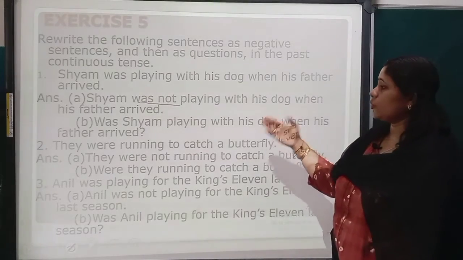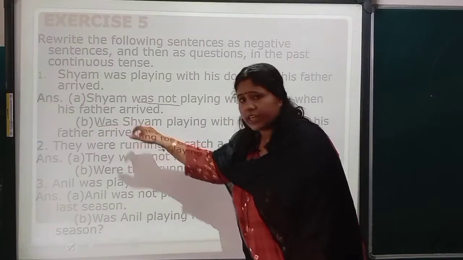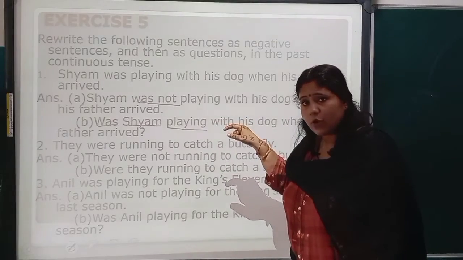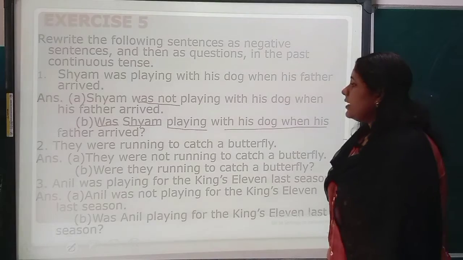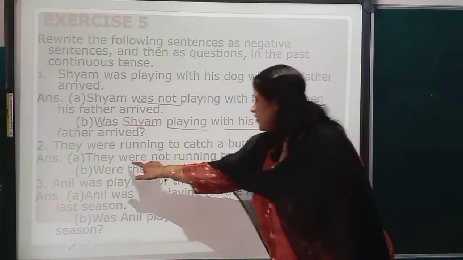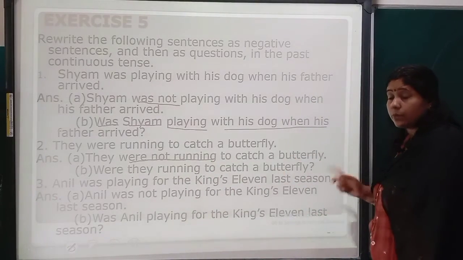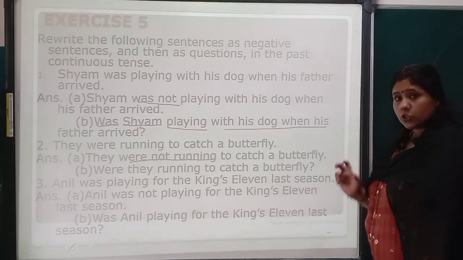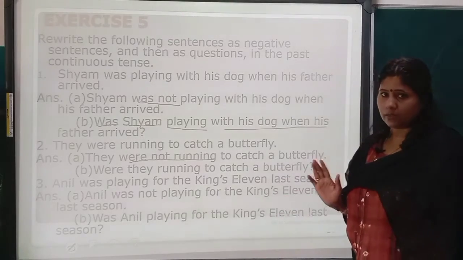Now second, as questions. Was Sham playing? Because first we will write the auxiliary verb, then the subject, then what we will write? The ing form of the verb, then the remaining part of the sentence. Next, they were running to catch a butterfly. They were not running to catch a butterfly. Were they running to catch a butterfly? Question mark. Be very careful in question sentences, or interrogative sentences. You should write the question mark, otherwise you will lose your marks.